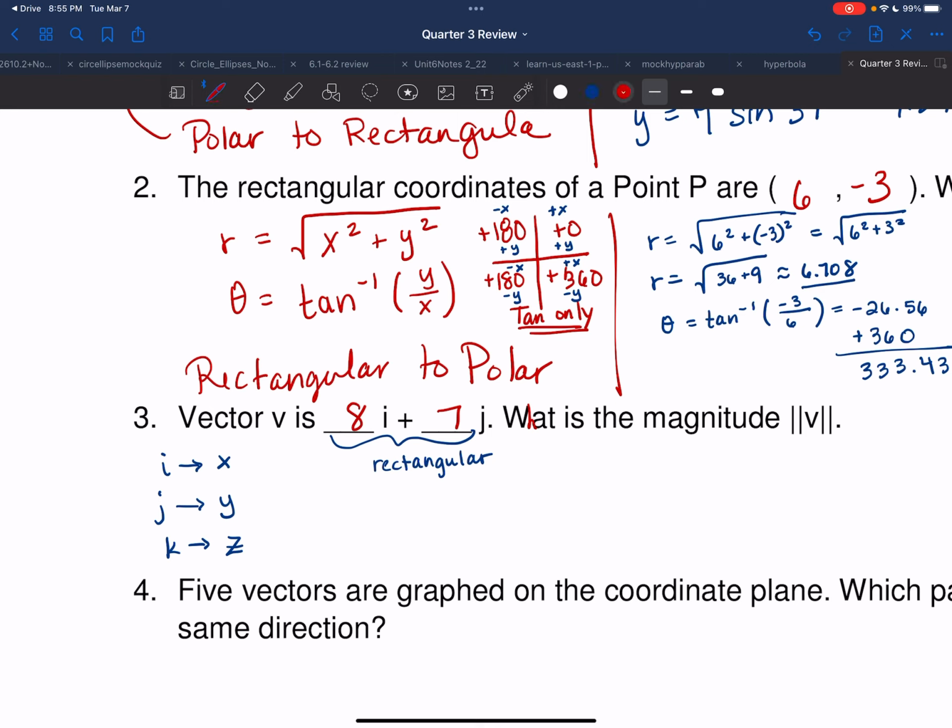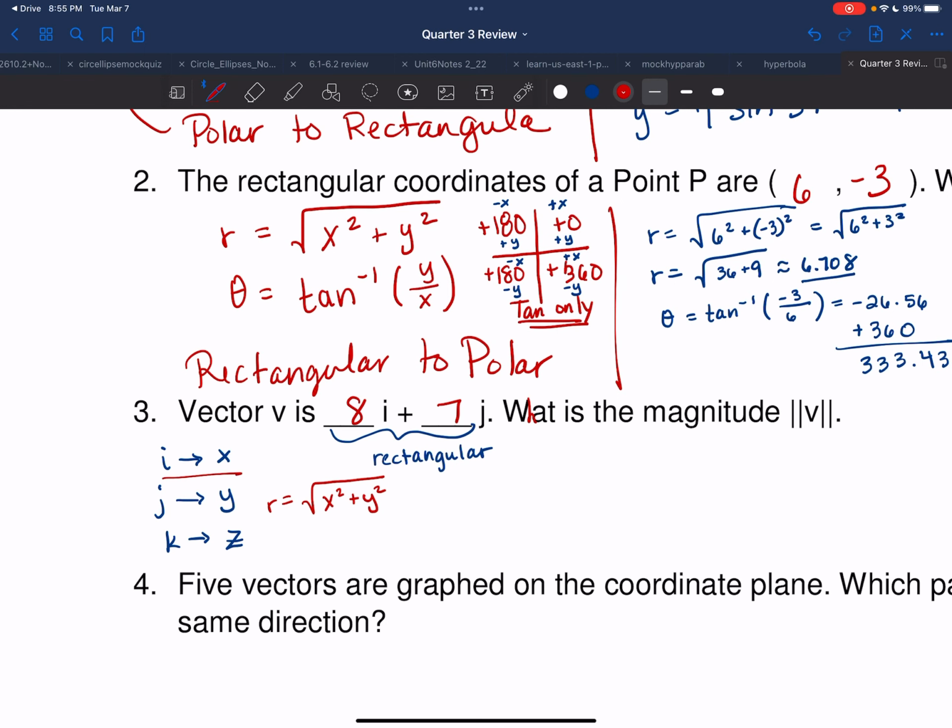So you're going to take the square root, r is going to be equal to the square root of your x value plus your y value. And your i represents your x and your j represents your y. Okay, so that's our process. Let's go ahead and do it. So we have r is equal to the square root of 8 squared plus 7 squared. So that's the square root of 64 plus 49.